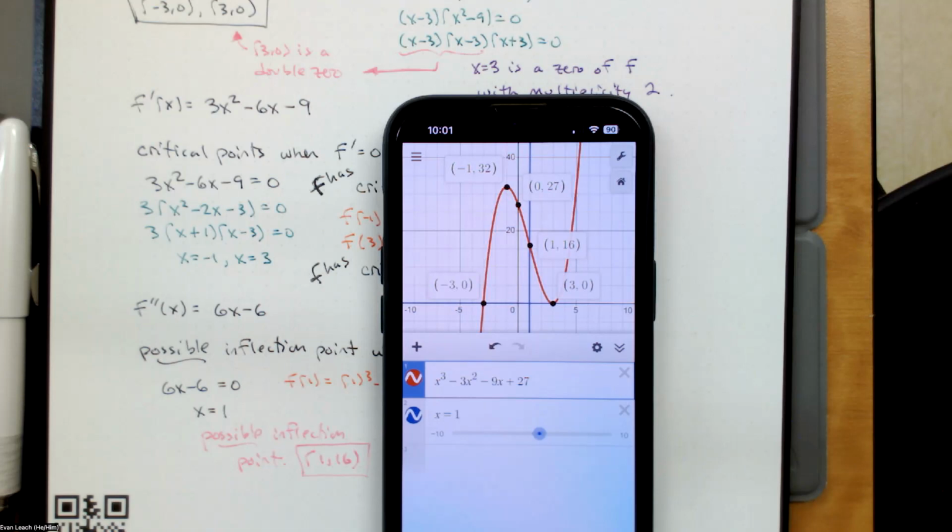Just looking at the graph, it's really hard to determine where that inflection point is. But once we find the second derivative, where the second derivative is equal to 0, we say, yeah, that is a critical point. Sorry, that is an inflection point. Any questions? Yes.